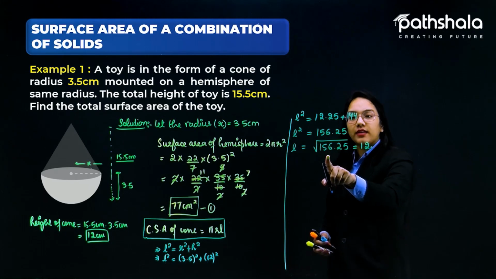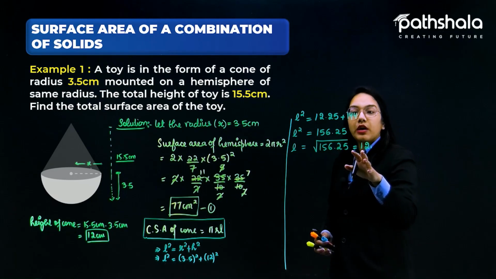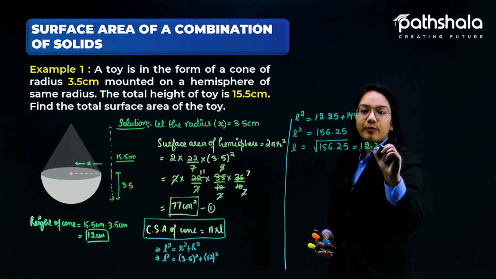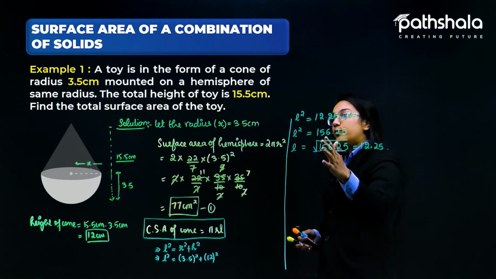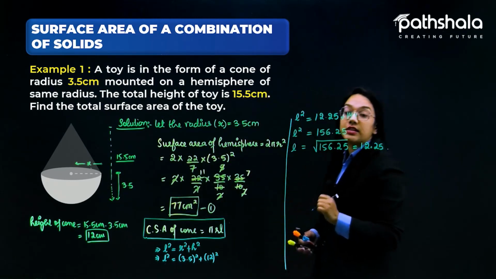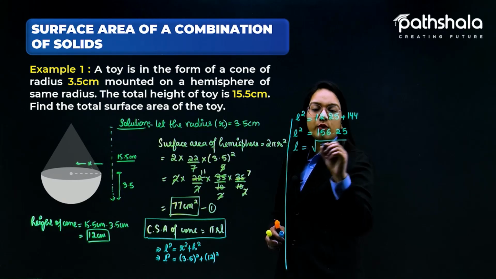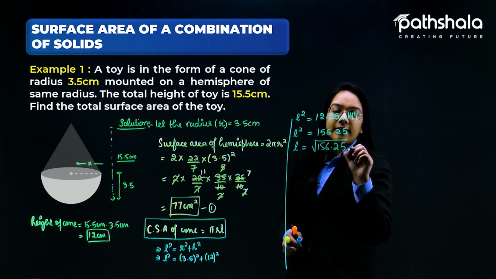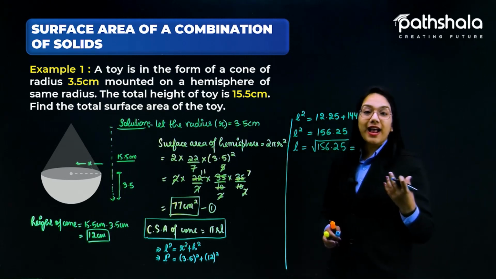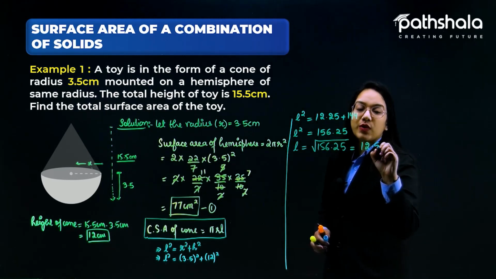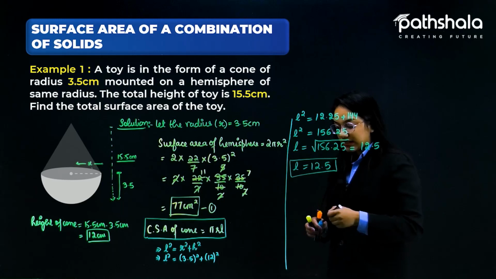Let us suppose I am just taking the square root of this one. The square root of 156.25, which is related to the slant height, so L is equal to the square root of 156.25, and if you take the square root of 156.25, you will get 12.5. So hence the slant height is 12.5. L is called the slant height.